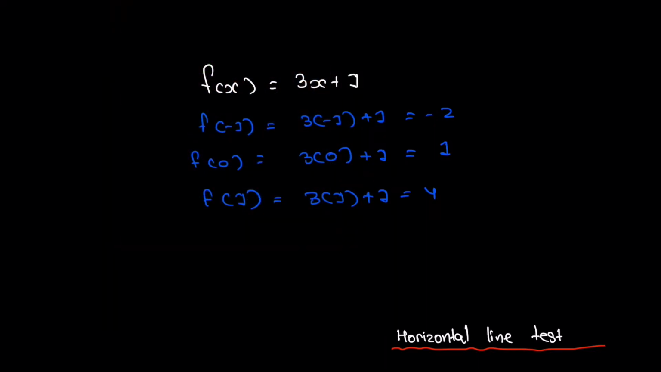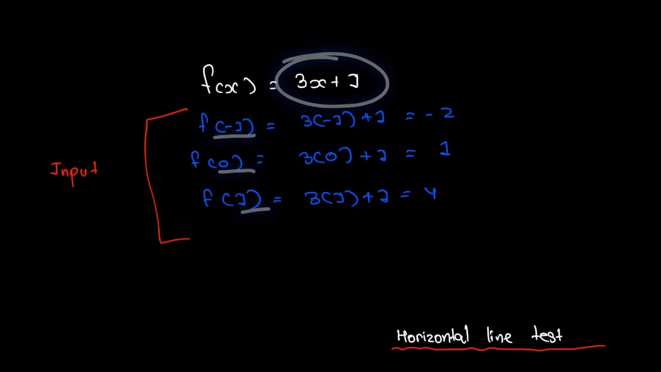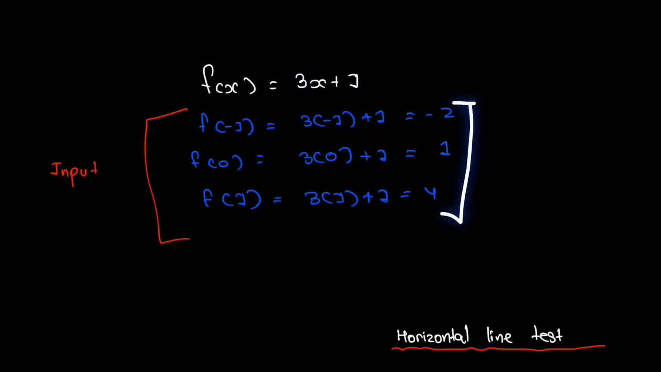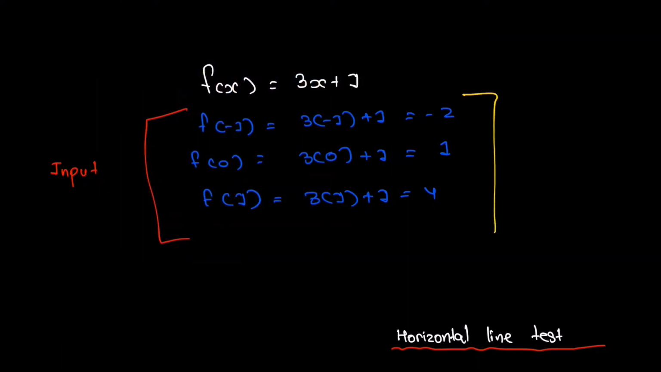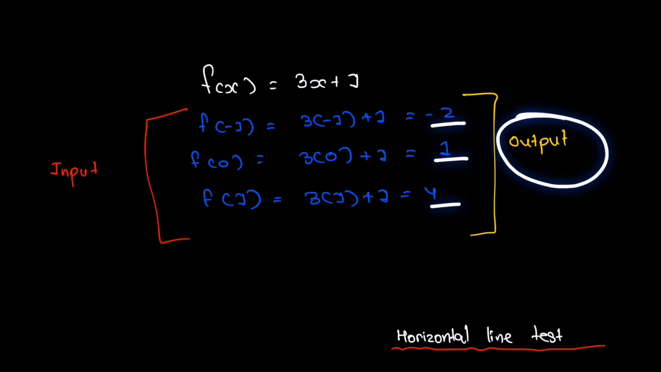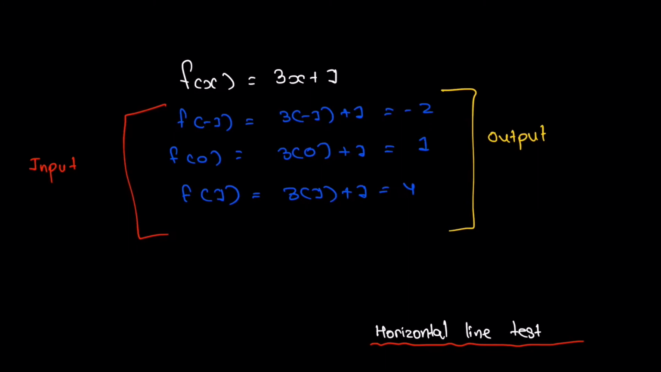It's important to note that these values are all input values. We put these values into this function, that's why they're called input values. And these answers that we got are called output values. This just means these are the answers. All of these numbers, negative 2, 1, and 4, are output values in this case.